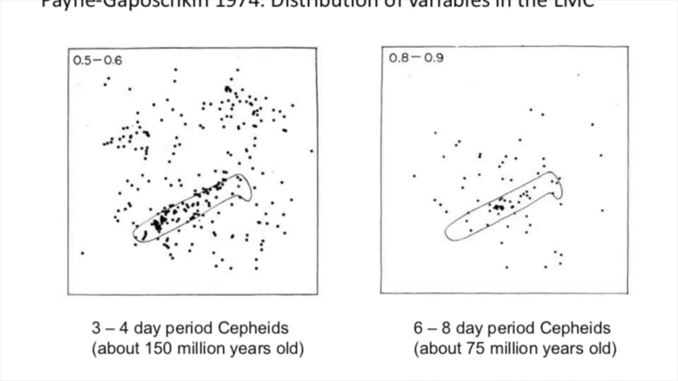Here's one of Payne-Gaposchkin's diagrams from a 1974 paper on the Large Magellanic Cloud, looking at the distribution of classical Cepheids of different period. The idea is that their ages are a little bit different. In the scale she had there, 3 to 4 day period Cepheids would be 150 million years old, typically. Evolved stars. The 6 to 8 day Cepheids, longer period, brighter, are about half the age. I think you can kind of see here there's a suggestion that the pattern of births at this age is a little bit different.